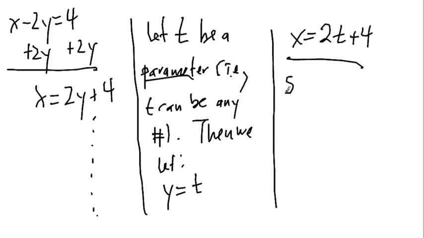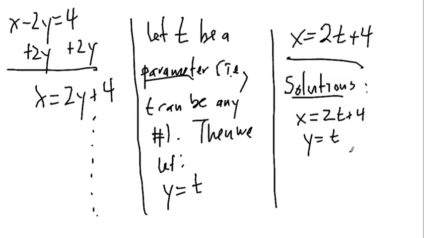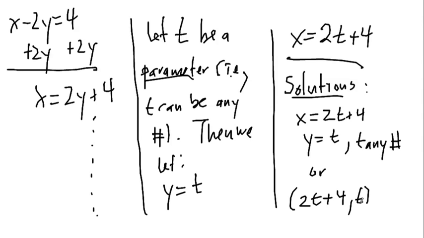So my solutions are given by x is equal to 2t plus 4, and y is equal to t, where t is a parameter. t is going to be any number. Or I could write it as an ordered pair, (2t plus 4, t). Okay, so that just gives us a description of every single solution to this equation.